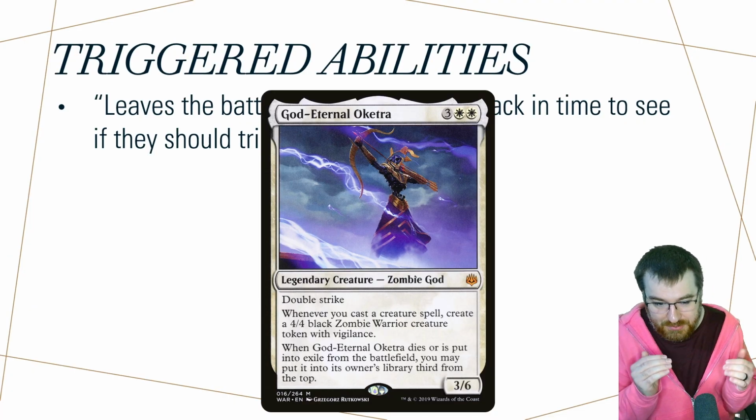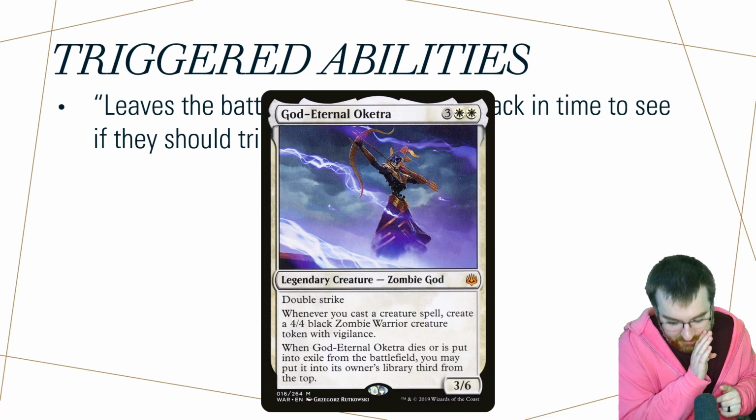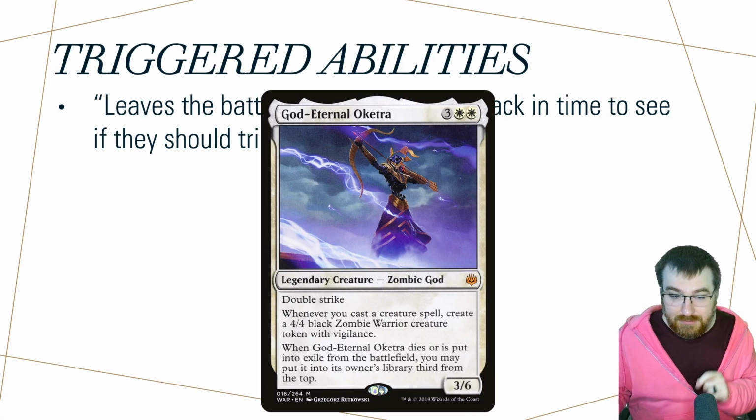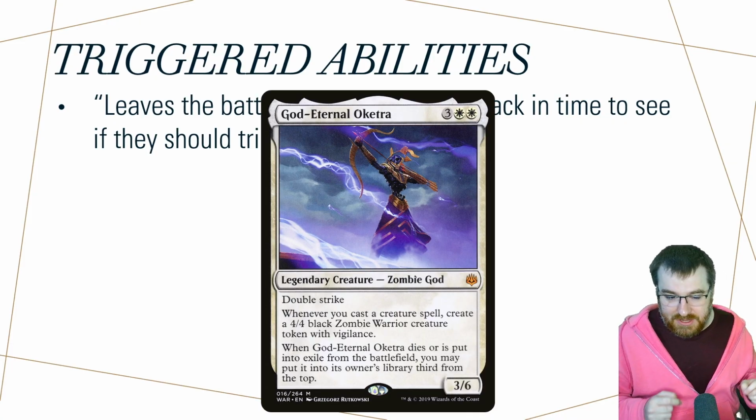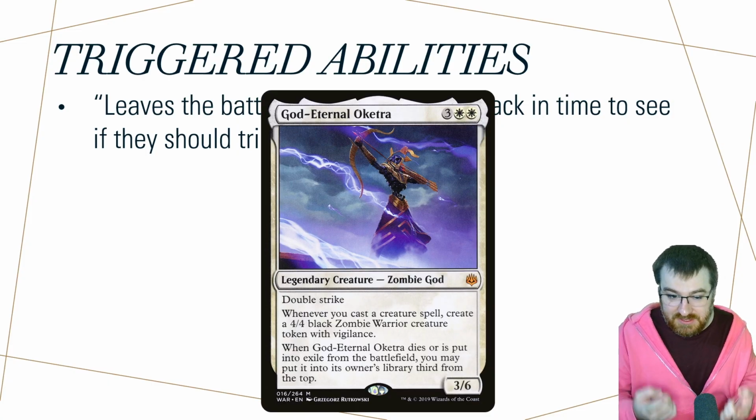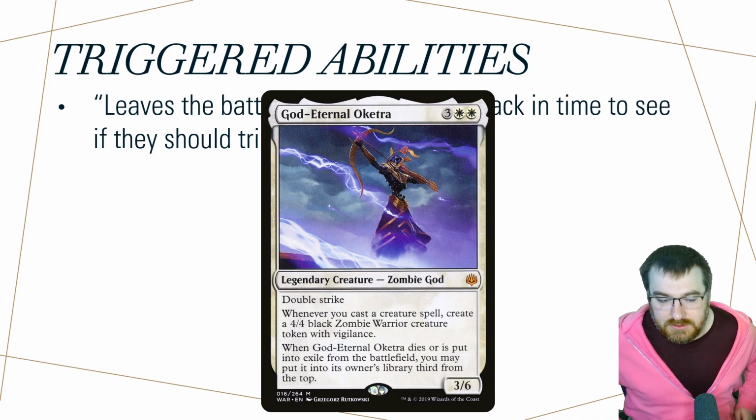If you look at the third ability on God-Eternal Oketra, which says when God-Eternal Oketra dies, we've already covered that one, or is put into exile from the battlefield, that specifically put into a zone from the battlefield means that this is a leaves-the-battlefield trigger. So it checks back in time to see if that ability should trigger. And this kind of makes sense, right?